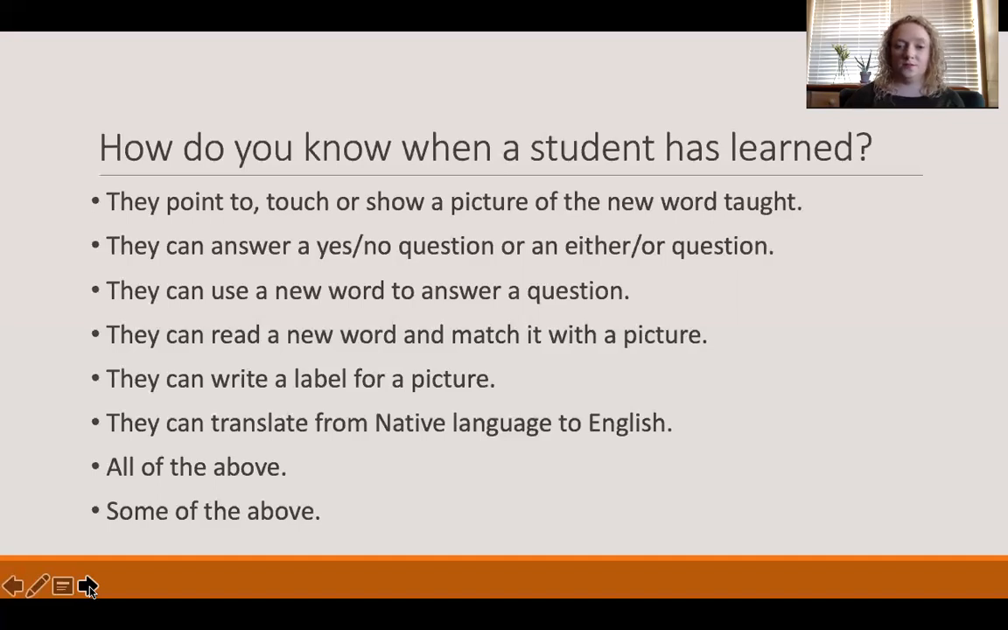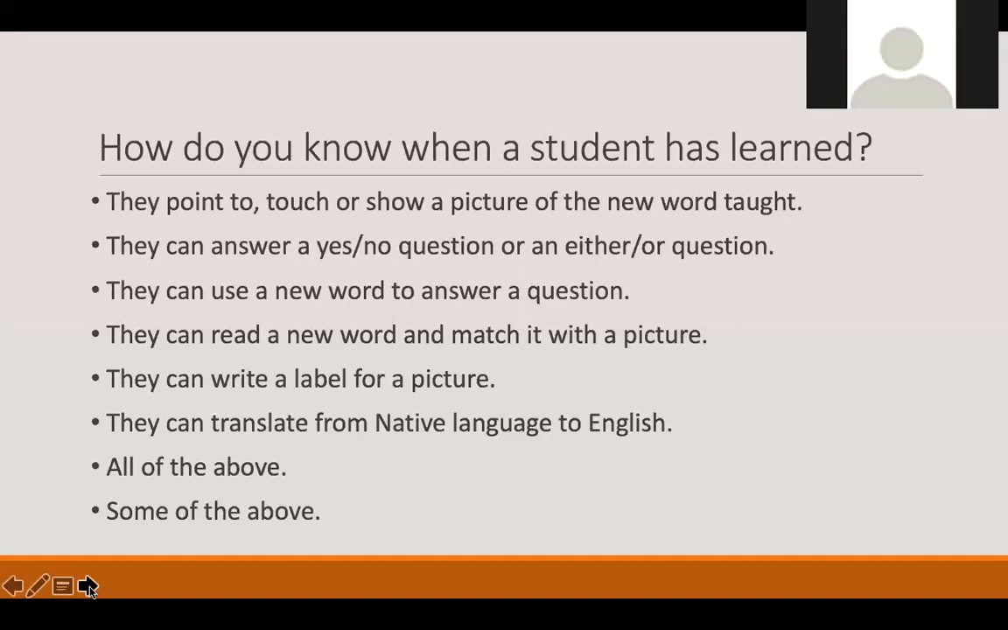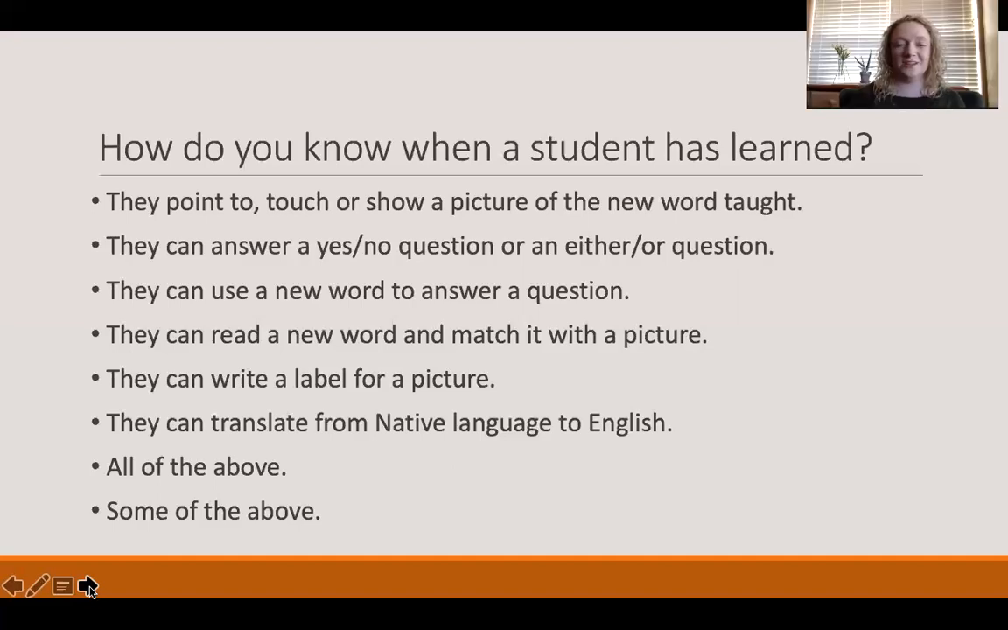All right. Looks like we have almost all of our answers in. Perfect. Now, someone realized you can click more than one answer. So you should be able to see the results. It looks like we have some folks who it's because they can indicate a picture of the word, answer a question, or use it to answer a question, match it with a picture. But a lot of you went with all of those things or some of those things, some mixture of that. So let's take a little bit closer look at what it means to learn a new word and in general, a new language.